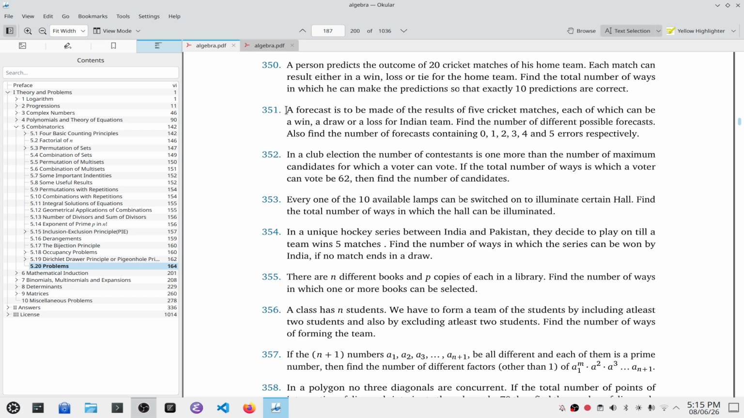Question 351 says that a forecast is to be made of the results of 5 cricket matches, each of which can be a win, a draw, or a loss for the Indian team. There should be D here for the Indian team. Find the number of different possible forecasts. Also find the number of forecasts containing 0, 1, 2, 3, 4, and 5 errors respectively.